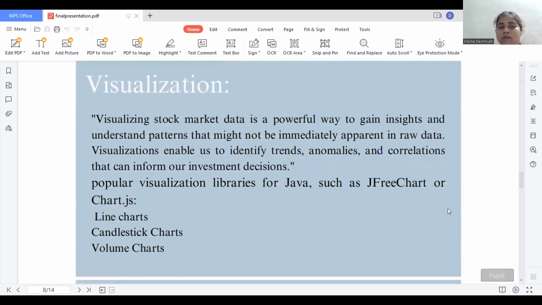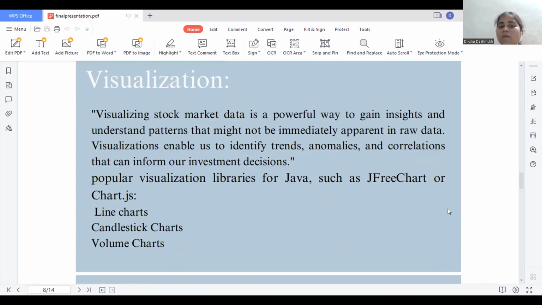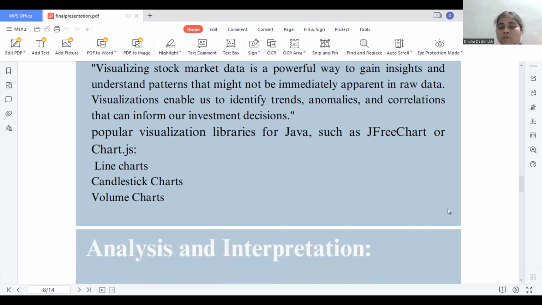The next slide is about visualization. Visualizing stock market data is powerful for gaining insight and understanding patterns that might not be immediately apparent in raw data. We first visualize our stock market data to identify trends, anomalies and correlations, which can inform our investment decisions. To make a good decision for our business, we have to visualize our data. Popular visualization libraries for Java are JFreeChart or Chart.js, with line charts, candlestick charts, and volume charts.